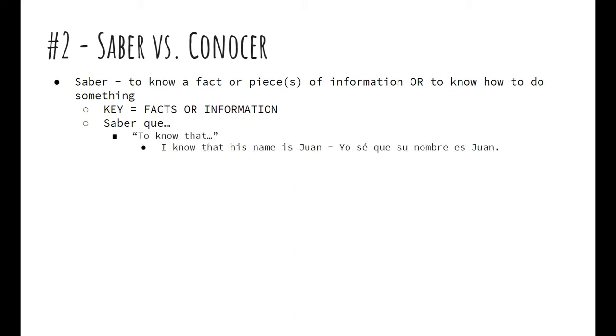So for example, I know that his name is Juan. Yo sé que su nombre es Juan. If you look at that closely, really knowing his name is Juan is really a piece of information. It does fall under the facts or information. Or they know he can run. Ellos saben que él puede correr.